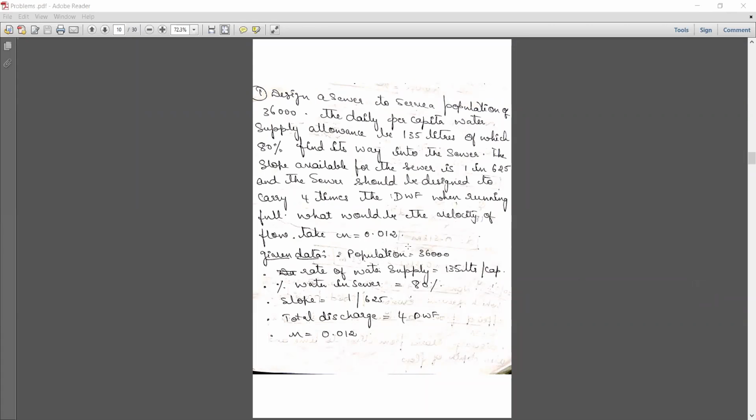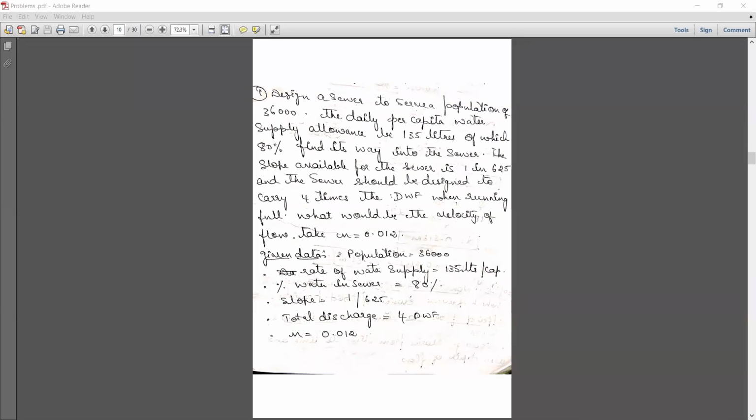The question given to us is: design a sewer to serve a population of 36,000. The daily per capita water supply allowance is 135 liters, that is 135 liters per day. Daily means per day, every day.